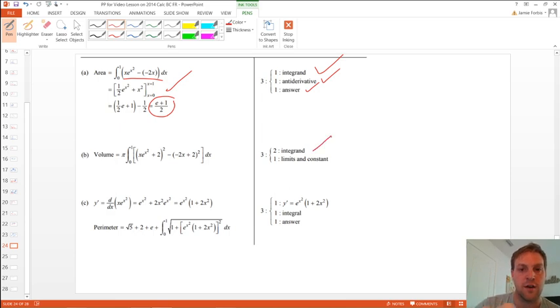2 points for the integrand for letter B, which we got. We got the outside radius squared minus the inside radius squared. We did that. The limits and the constants are all good.